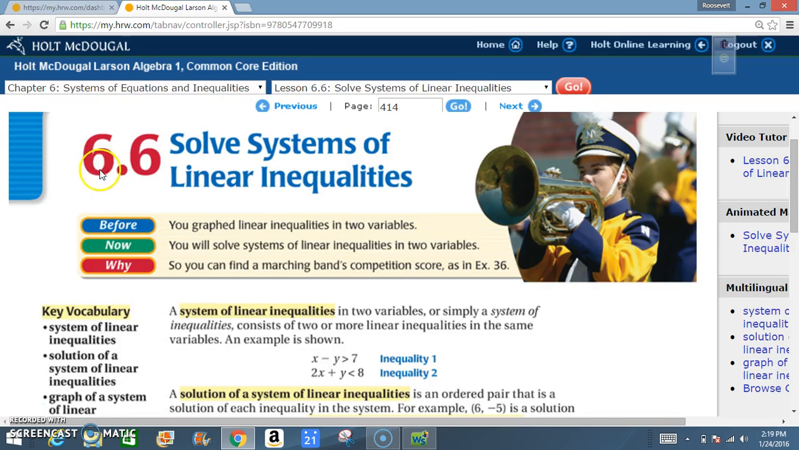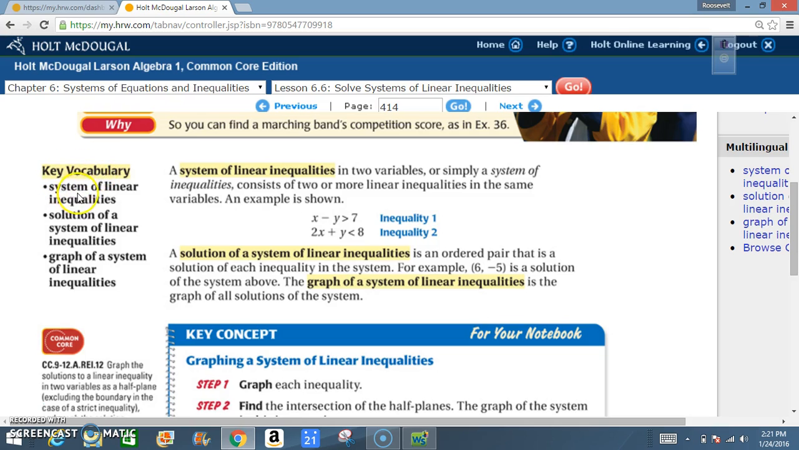Okay, class, today we're in section 6.6, solve systems of linear inequalities. Before, you graphed linear inequalities in two variables. Now, you will solve systems of linear inequalities in two variables. Why? So you can find a marching band's competition score as in exercise 36. Key vocabulary: system of linear inequalities, solution of a system of linear inequalities, graph of a system of linear inequalities.